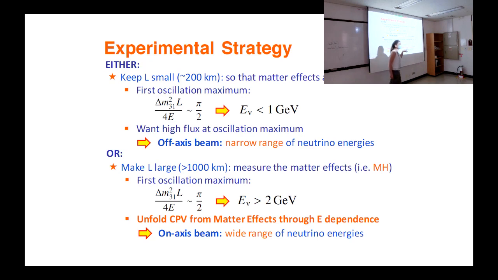What are the Americans going to do together with the Europeans? It's just the opposite approach. If you cannot beat matter effects, embrace them, okay? Embrace them. So go as far as you can, so have as much matter effects as you possibly can. Go 1,200 kilometers, but then go on axis. I mean, have a very broad band beam and tons of statistics. By looking at the energy dependencies, the dispersion of the spectrum, as the matter effects and the CP phase have different energy dependencies, you will be able to tell one thing from the other.